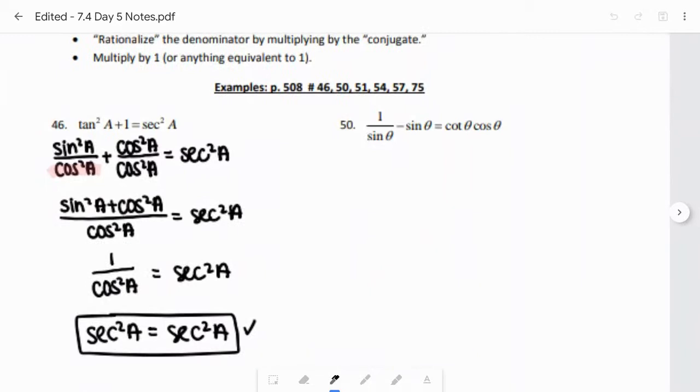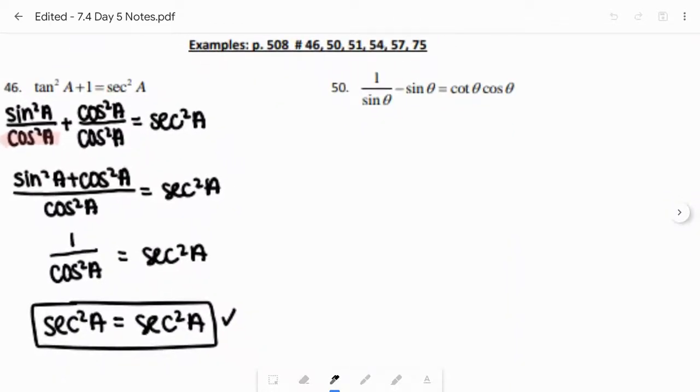Moving on to number 50, we have 1 over sine theta minus sine theta equals cotangent theta cosine theta. So let's go ahead and rewrite this. I know that sine theta is over 1. I want to have a common denominator, so I'm going to go ahead and multiply the top and bottom of sine theta over 1 by sine theta. Okay, so I have 1 over sine theta minus sine squared theta over sine theta equals cotangent theta cosine theta.